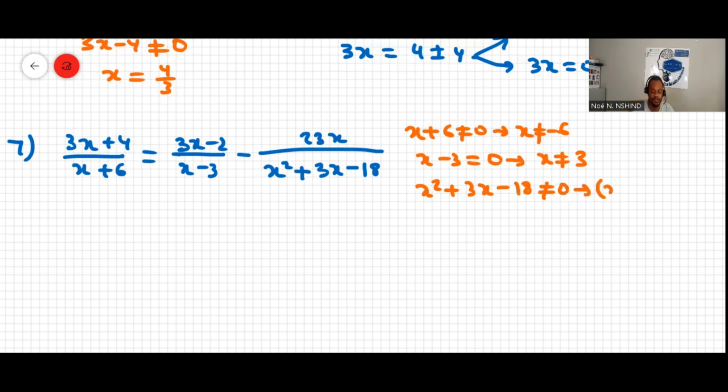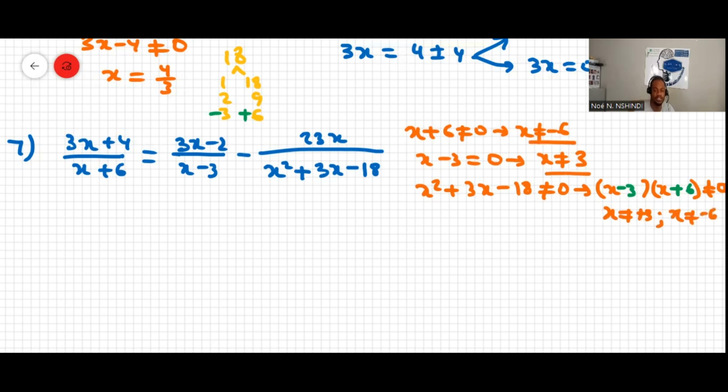So over here, we need to factorize, okay? We'll see 18, for instance, factors of 18 are 1 and 18, 2 and 9, 3 and 6. We can get positive 3 if we had a negative 3 and a positive 6 there. So negative 3 and positive 6. So this means that x cannot be positive 3, or x cannot be negative 6, which are the same as this and that. So the restriction is the same.